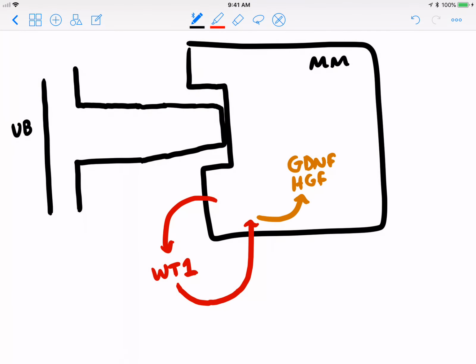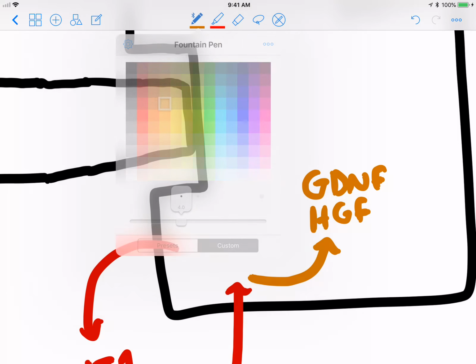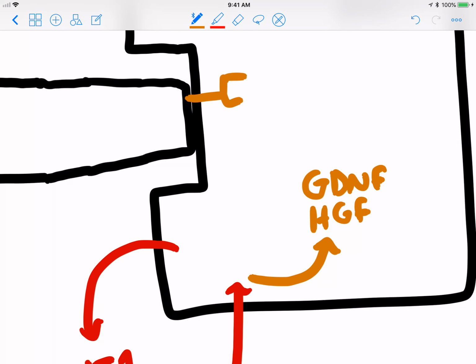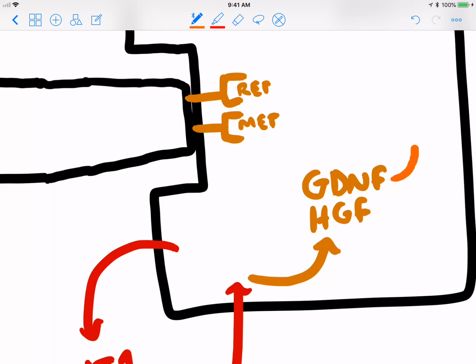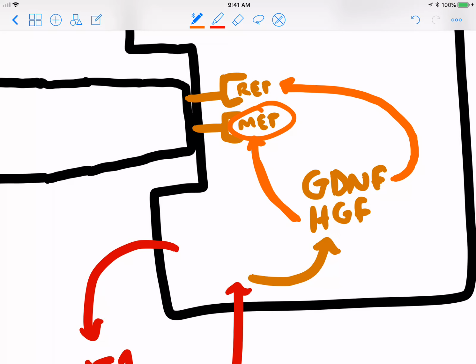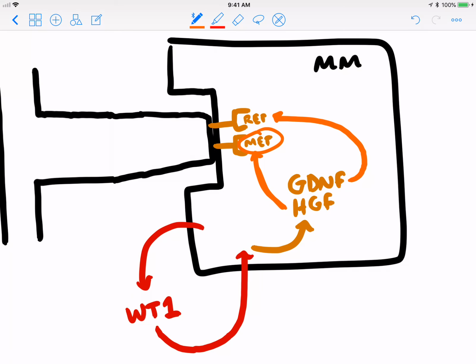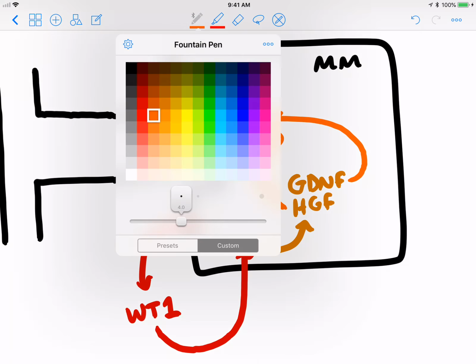Now the ureteric bud conveniently, put these in orange also, has two receptors on it right here. One is called RET and one is called MET. And oh, how convenient, those receptors receive GDNF and HGF. Specifically, GDNF goes to RET and HGF goes to MET. So what happens when that's going on? Well, there's a bunch of different things that happen. And we'll come back to that when we talk a little bit more about branching.